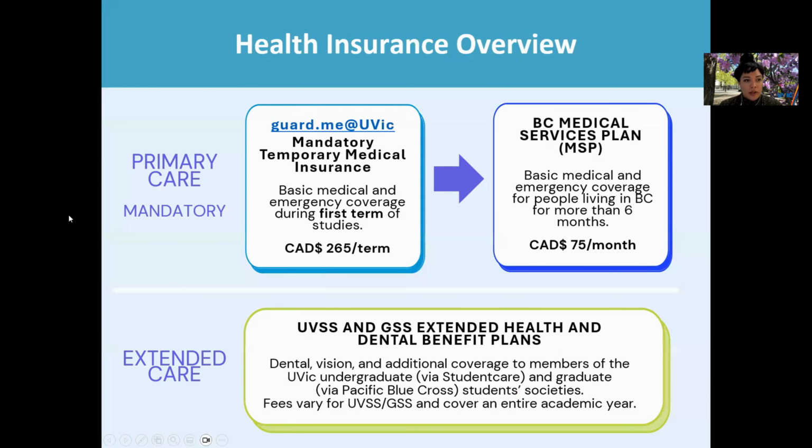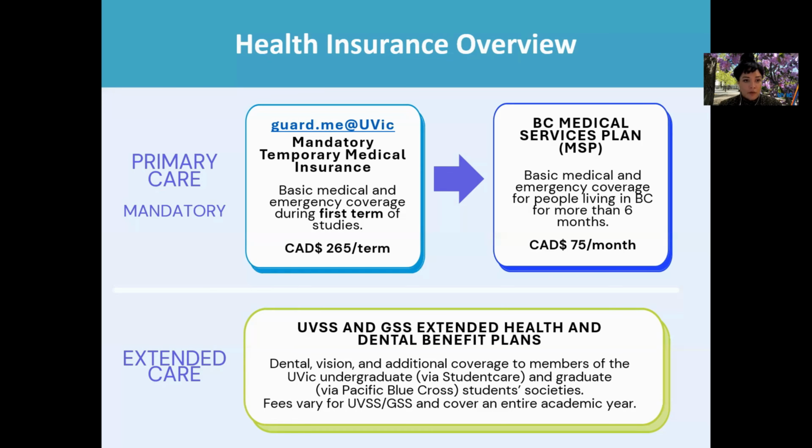So to start with, you'll often hear the term primary health insurance or primary health care. For everyone in British Columbia, this refers to the healthcare that you will use to access basic medical coverage, such as going to an emergency room, seeing a doctor, getting lab results, whatever you need for your general health and wellness. And it's really a critical piece of your health and safety plan to make sure that you have primary care all throughout the course of your studies.